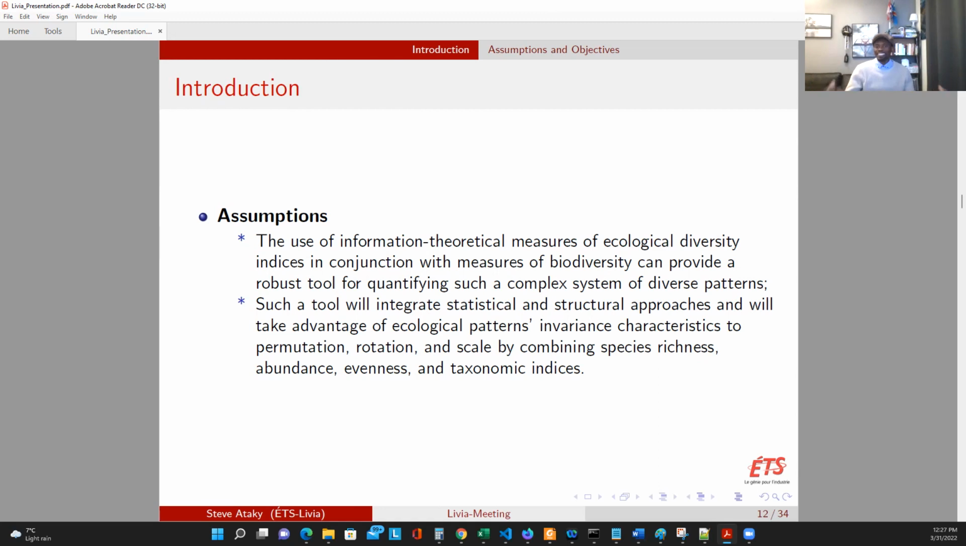properties or capabilities, and will take advantage of ecological patterns invariance, because the ecological patterns are invariant to permutation, to rotation, and scale by employing the concept of species richness, abundance, evenness, and taxonomic indices. So these are our hypotheses.